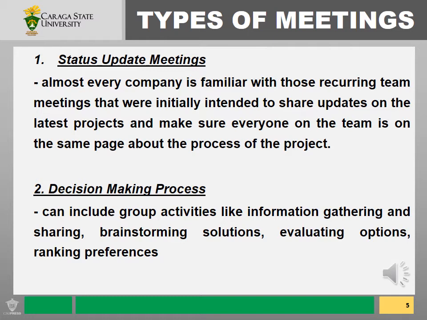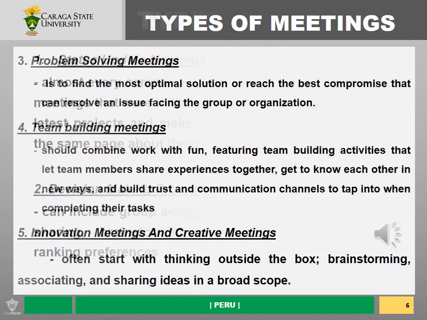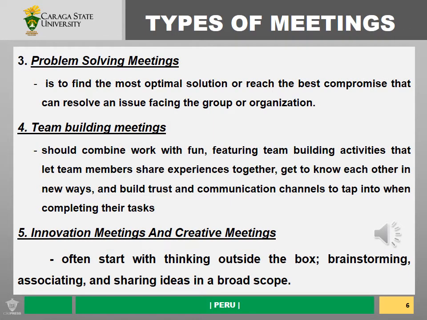Decision-making meetings can include group activities like information gathering and sharing, brainstorming solutions, evaluating options, and ranking preferences. Problem-solving meetings aim to find the most optimal solution or reach the best compromise that can solve an issue facing the group or organization. Problem-solving meetings analyze a situation and its causes.